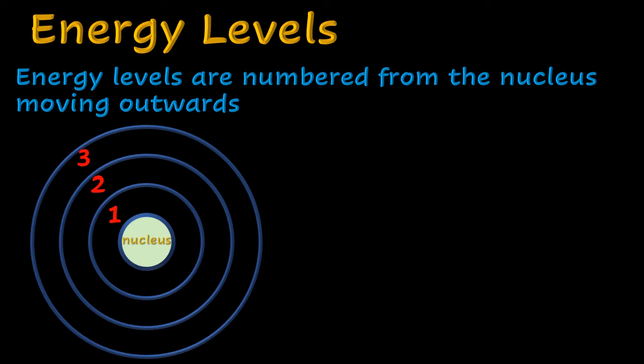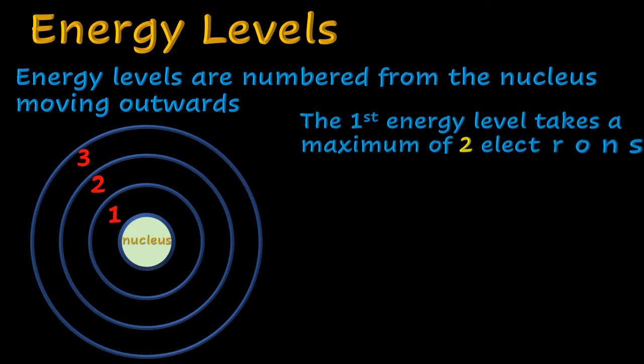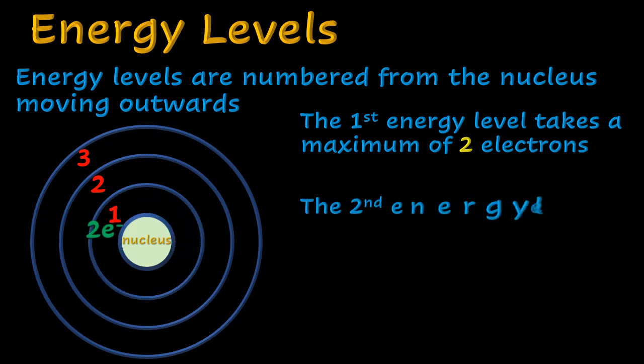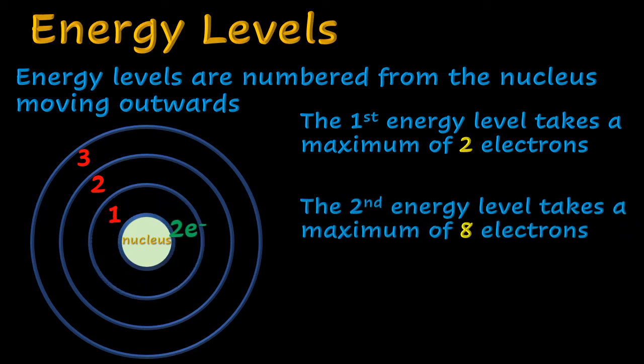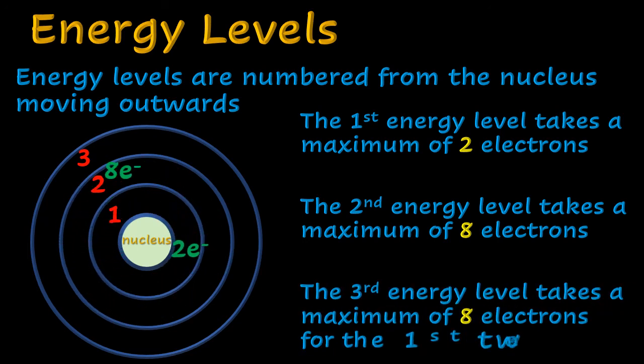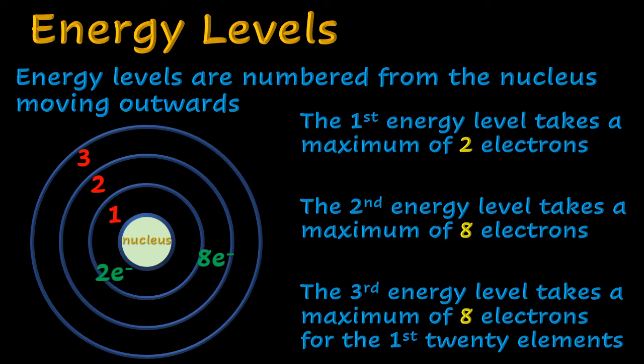The rules for filling these energy levels are such that the first energy level takes a maximum of 2 electrons, and so we'll have a maximum of 2 electrons revolving there. The second energy level takes a maximum of 8 electrons, and therefore 8 electrons will be there maximally. And the third energy level takes a maximum of 8 electrons for the first 20 elements. Beyond element 20, the rule changes.